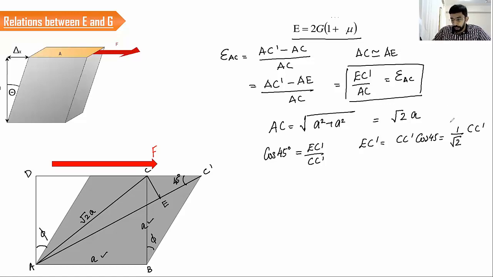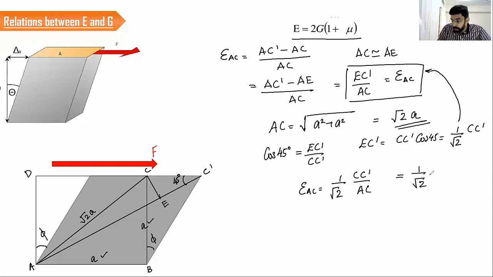So now we have an equation for substituting for EC dash in the previous one. If you substitute it in the strain of AC, we can say that it is 1 by root 2 into CC dash divided by AC. And AC is nothing but root 2 a. Upon substituting, we can say that it is 1 by root 2 into CC dash divided by root 2 into a.